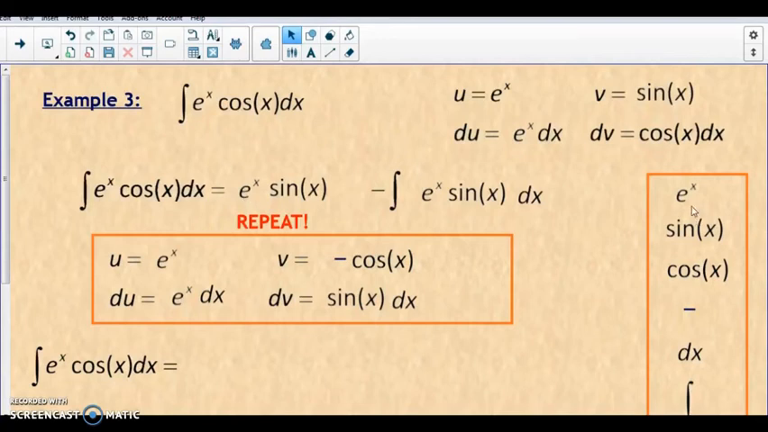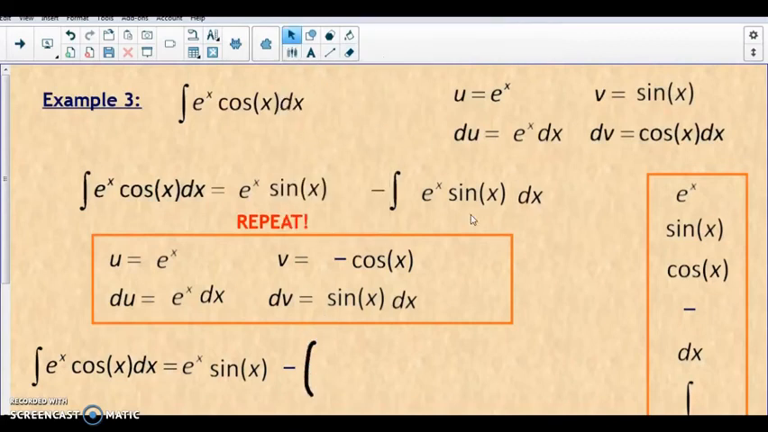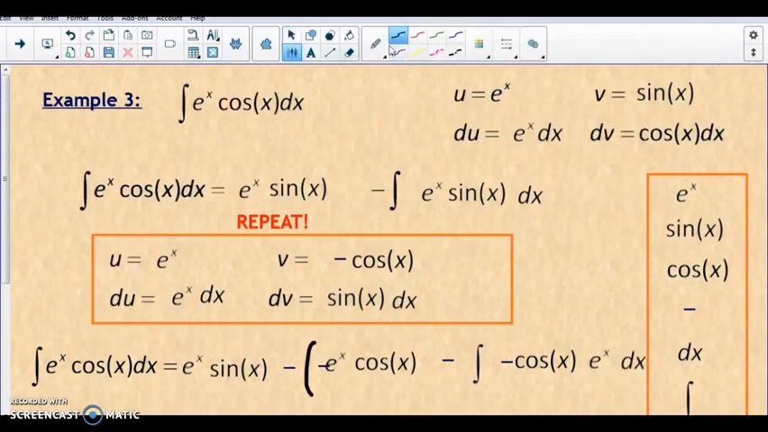So again, we're going to fill in the formula. Well, this stuff stays, so I can't get rid of the first part. So it's e to the x sine of x minus, I need to take the integral of this second piece here. So let me create a parenthesis here. So this is going to now be the u times v. So e to the x, negative cosine x, minus the integral of v, negative cosine x, du. Well, that's e to the x dx again. So if you'll notice, I'm actually right back where I started with the original problem.